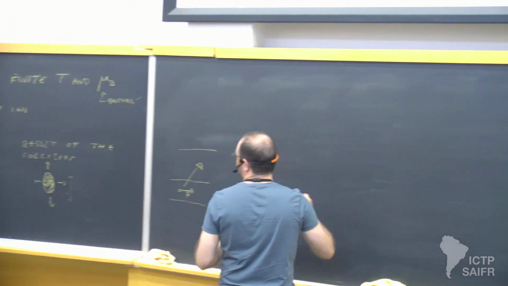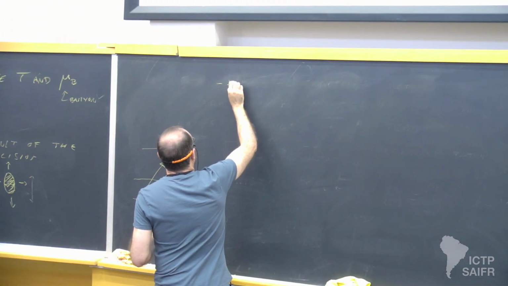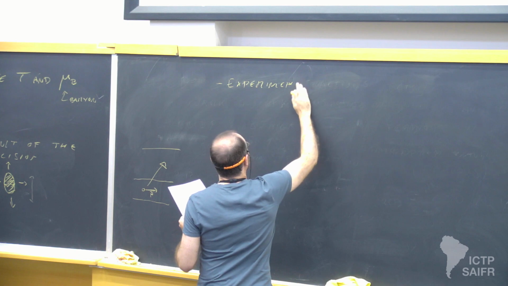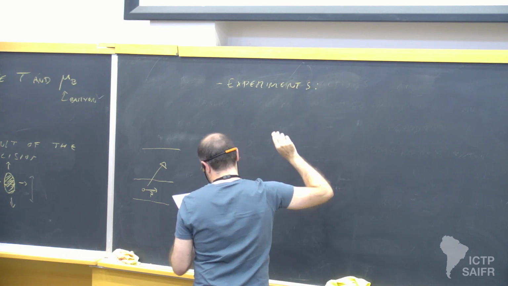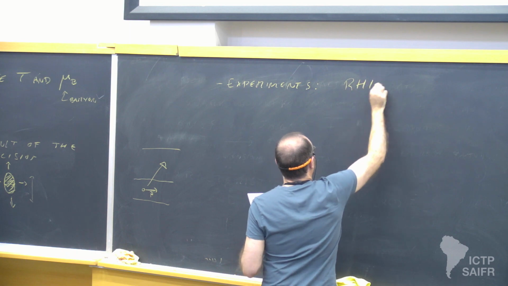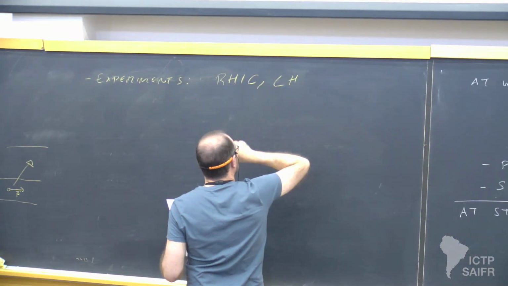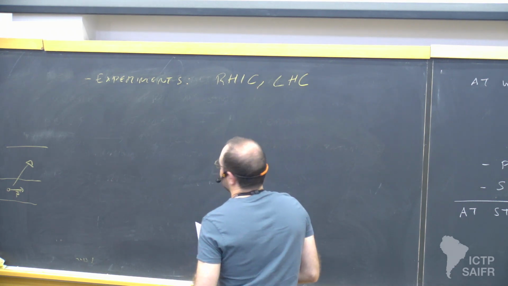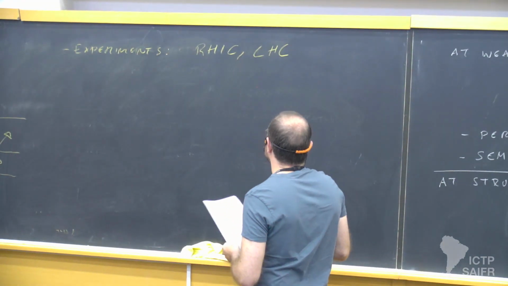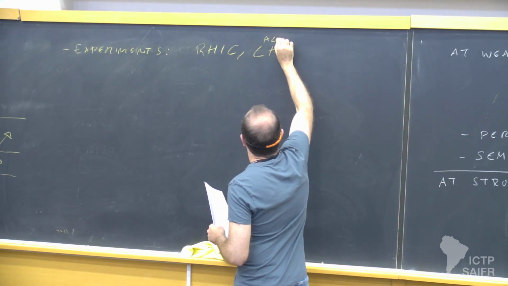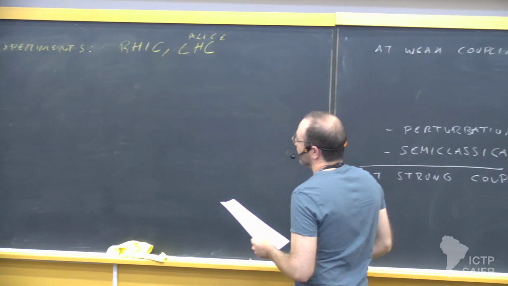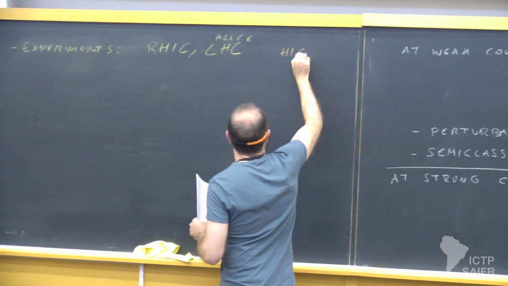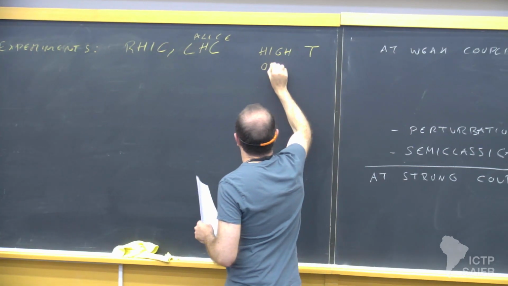Okay. So just to mention some experiments. We have RHIC in Brookhaven, the Relativistic Heavy Ion Collider, then the LHC, ALICE at the LHC. And in these experiments, what happens is what I described here. They're exploring the high temperature regime of QCD.